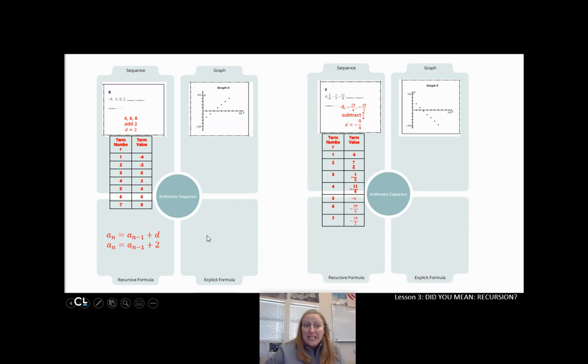For the explicit arithmetic formula, if you recall, that was a sub n equals a sub 1 plus d times n minus 1. I know what d is. D is 2. I know what my first term is. My first term was a -4, so I just plonk that in there. Boom, there's my explicit formula, and that's all you need to do. So go ahead and do the rest of your arithmetic sequences, just like we did this first one. Hit pause, and then hit play when you're ready to check your work and move on to the geometric ones.